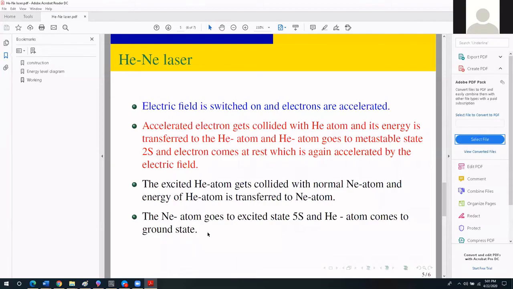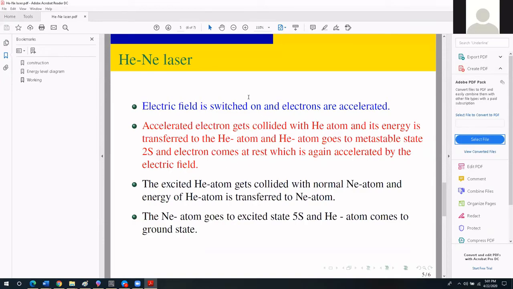The accelerated electron collides with the helium atom. Its energy is transferred to the helium atom. The helium atom goes to the metastable state. The excited helium atom collides with the neon atom, and the helium atom's energy is transferred to the neon atom. The neon atom goes to the excited state, and the electron which was at rest is again accelerated by the electric field, and this process goes on continuously, and population inversion is achieved.